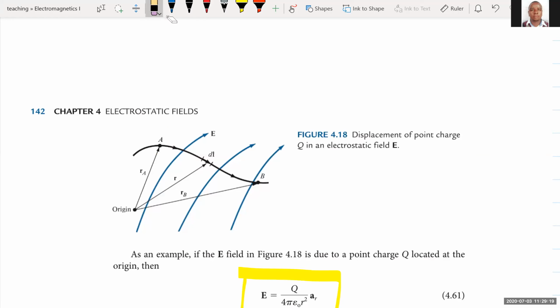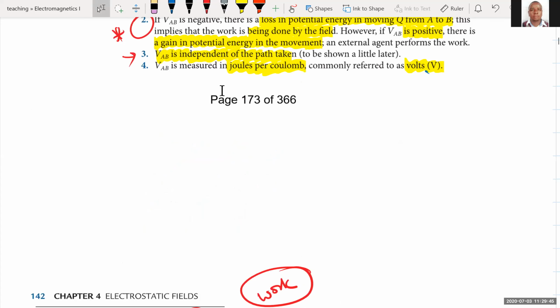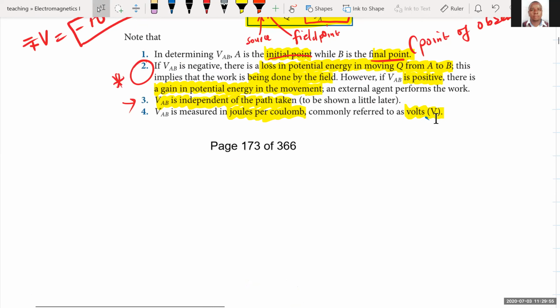So here's the point. I'm saying that you are moving your charge from point A to point B. If you follow a straight path, or if you go making some funny drops, but finally you get to the same point, the work done is the same. It is irrespective of the path that you have followed in moving the charge from one point to the other. And lastly, VAB is measured in joules per coulomb, and we have said that that is equivalent to volts.